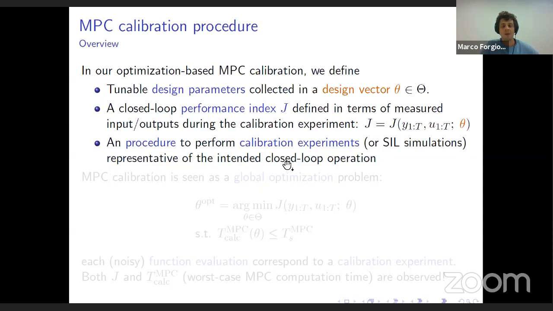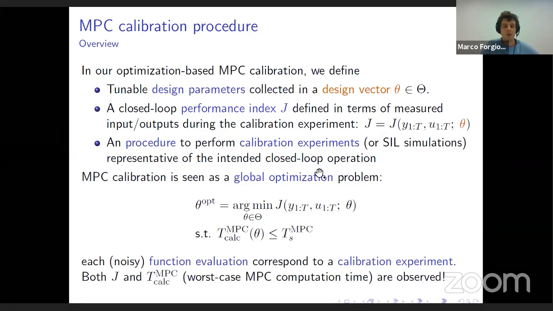And then we need to be able to run repeated calibration experiments, or at least relevant simulations for calibration. Because our procedure is the following global optimization problem, where we minimize the performance index. Well, it's a cost, so we minimize it with respect to theta, subject to the constraint that the time we need to compute the solution is less than the sampling time of MPC. And here we stress that we don't know the functional dependency of J and T-calc MPC on theta. This might be very complex, but we assume we are allowed to perform experiments, evaluate point-wise, and so do some calibration experiments. And we use a global optimization algorithm to guide the experiments and hopefully solve this optimization problem in the end after a number of iterations.